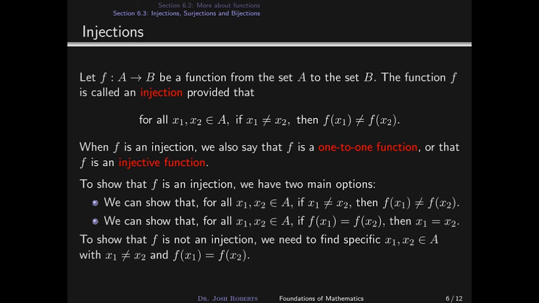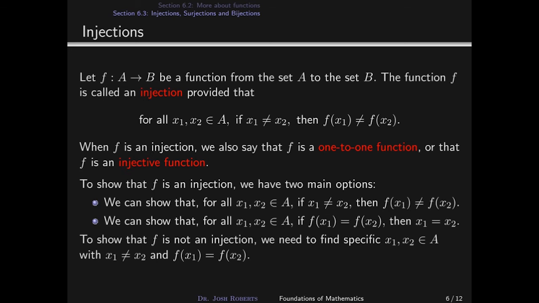Now, to show that something is not an injection, that's when we typically use the first definition right here. To show something is not an injection, we find some specific x1 and x2 that are not equal to each other, but their images are. Their images are equal to each other in the codomain. So again, this is not a hard and fast rule, but this is generally how it works.